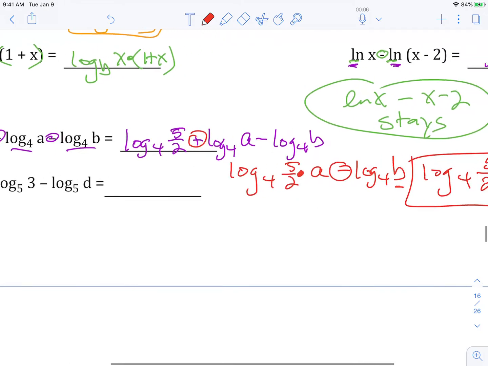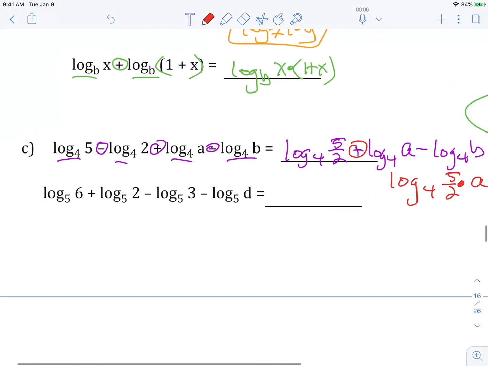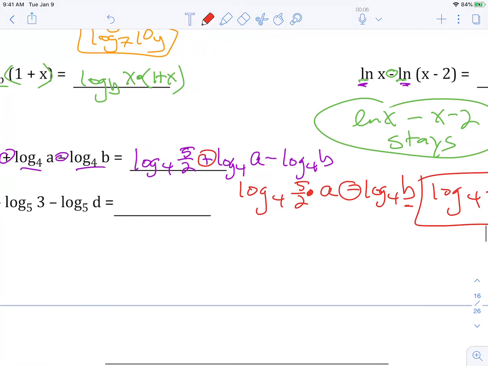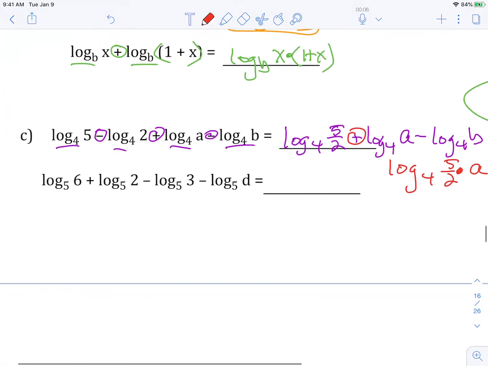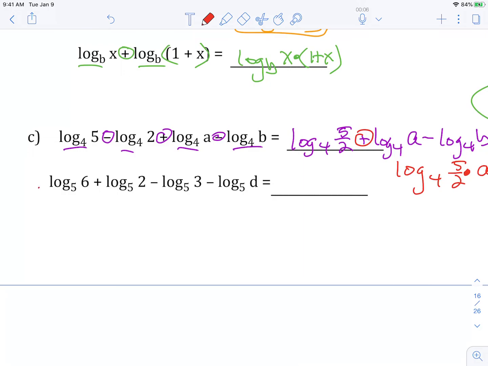Now, some of you guys may have looked at this and said, oh, yeah, I could have seen that from here. 5 divided by 2 times a divided by b, right? And that's great if you could see it that fast. I know not everyone can do that, so it's okay to do that in steps, okay? So once you try, hit the pause button and try the second problem here.